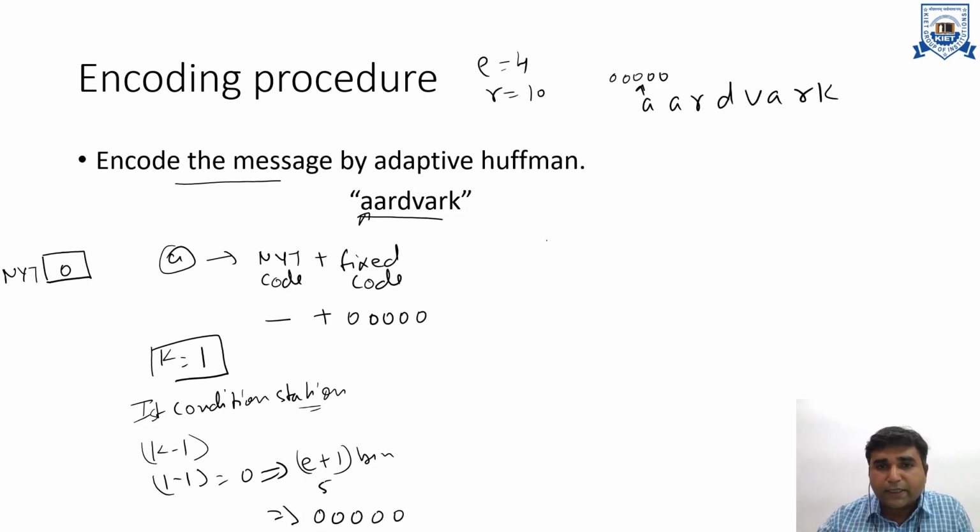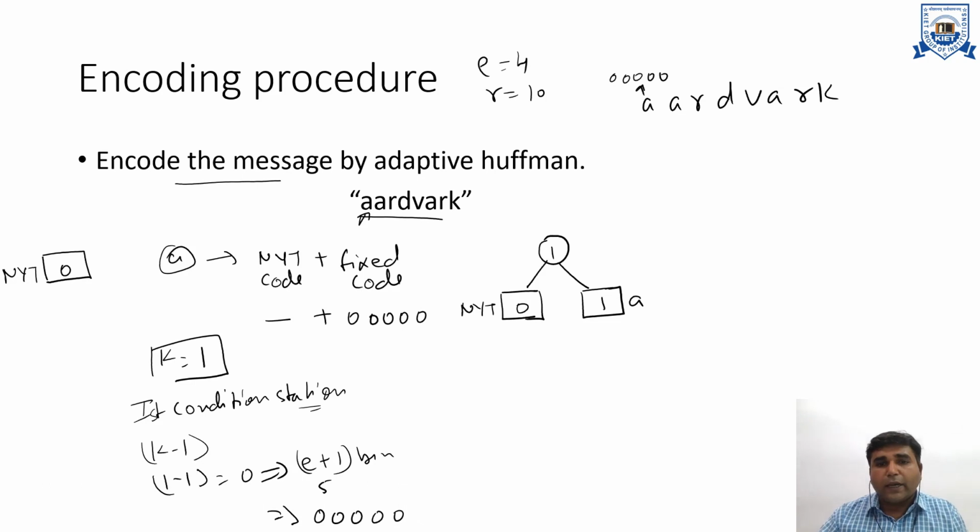So this NYT creates a node and joins on its left hand side is NYT. Now this symbol A will join on A, and this symbol is encountered the first time, so the weight is 1 and NYT has weight 0. So 0 plus 1 is 1. So at this moment we have updated our tree as per the first symbol A.